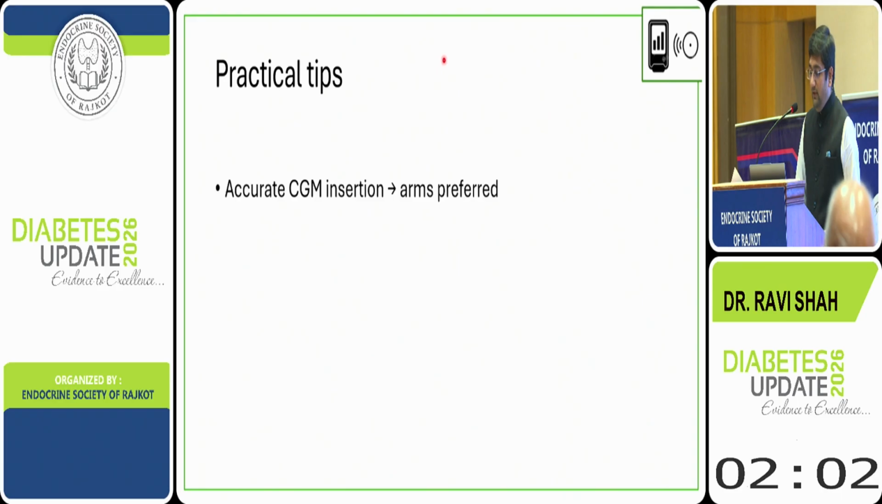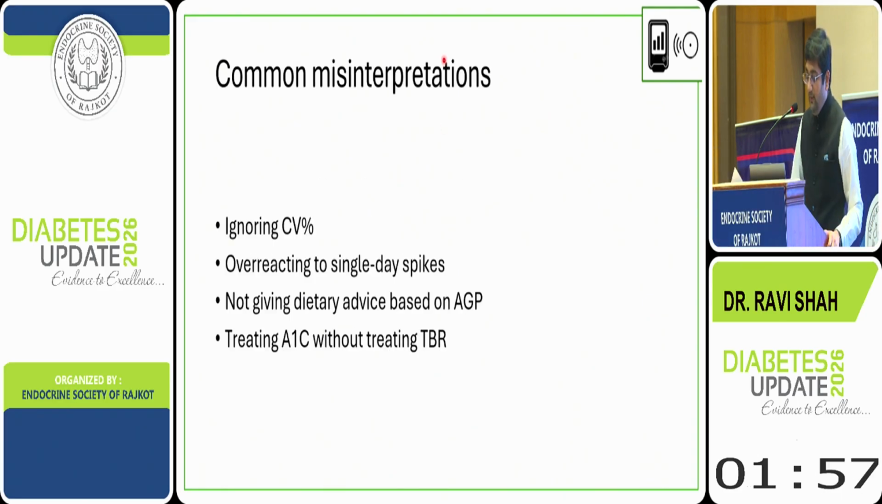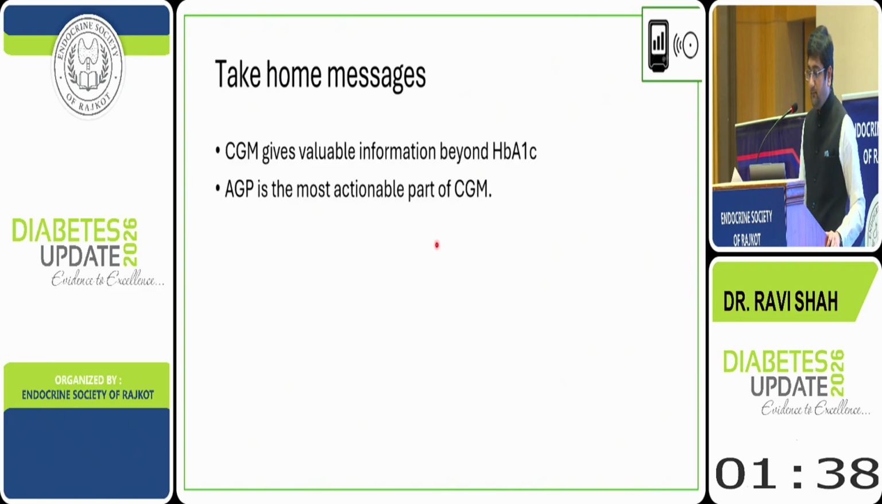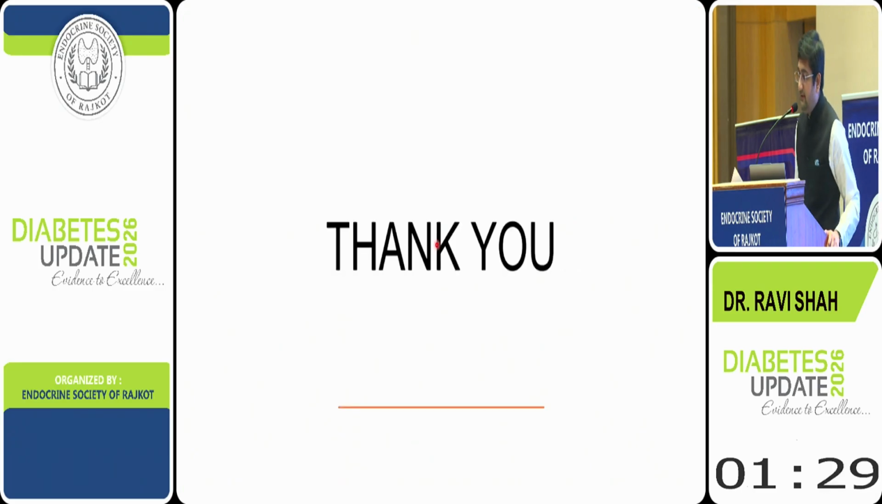So now when you are interpreting CGM, what is very important is that you should not be overreacting to single day spikes. The patient has gone outside, the patient has some increase in blood glucose, you will increase the dose of insulin by 6. Next day the patient will take less meal and the patient will have hypoglycemia. So at least wait for an average of 2 to 3 days before you change the dose of insulin. And so the take home message is that CGM gives you valuable information over and above HbA1c, and patterns reveal what the averages hide. Thank you very much.